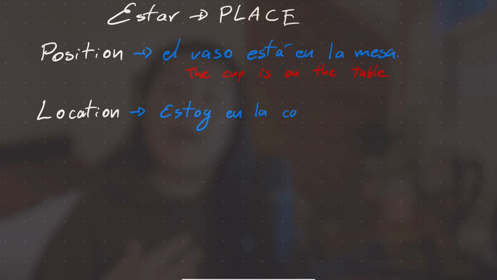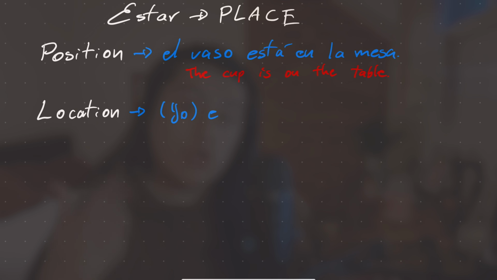The acronym for estar would be place. P-L-A-C-E, place. P stands for position. El vaso está en la mesa. The cup is on the table. L is for location. Estoy en la casa. I'm at home. Yo estoy en la casa. I am at home. A is for action.